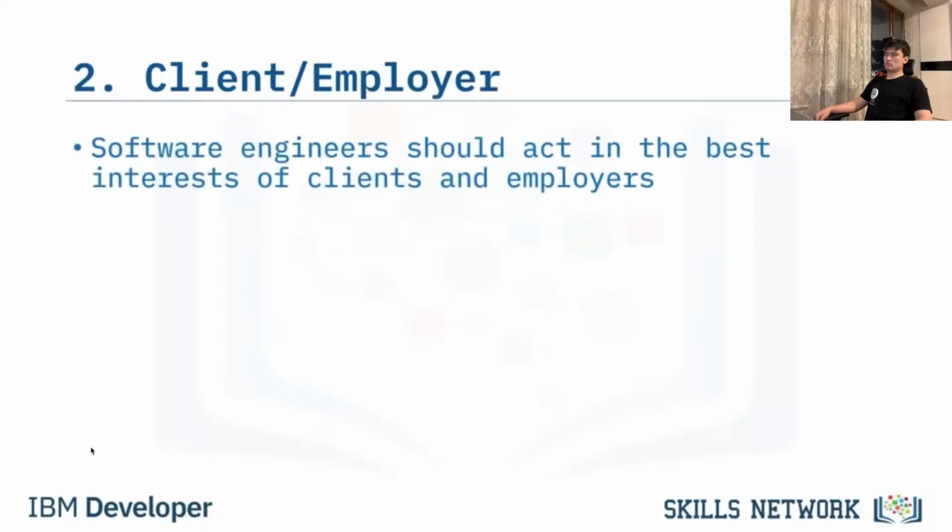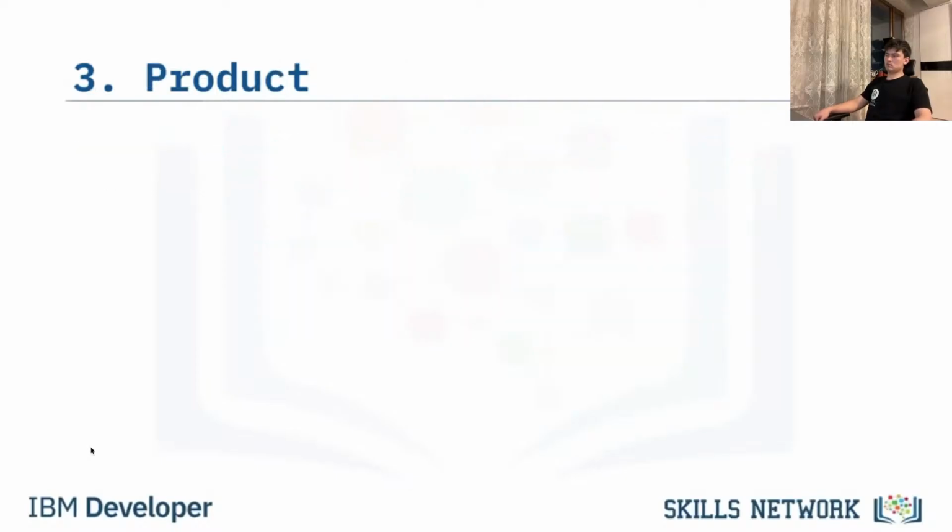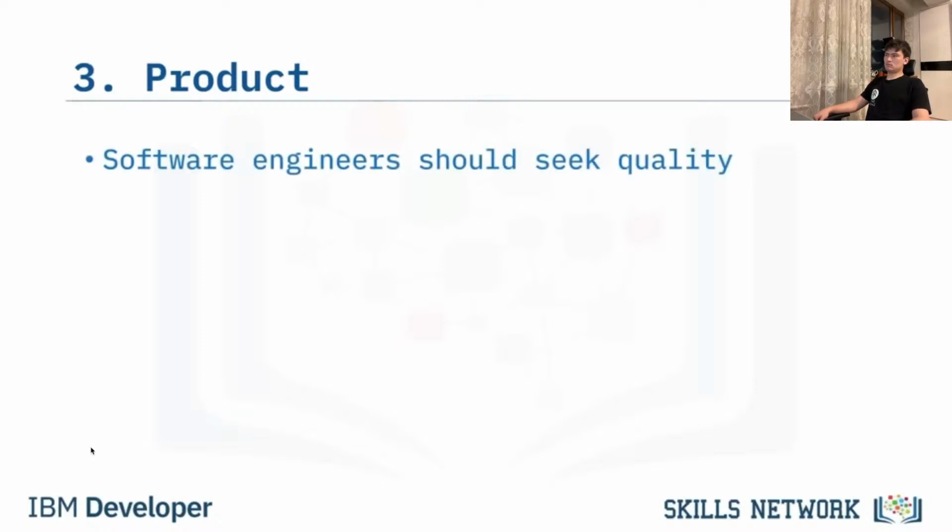Next, software engineers should act in the best interests of both their clients and their employers. They should act honestly and be forthright when it comes to unethical actions, such as plagiarism or illegal activities. They should seek consent where necessary and appropriate, and honor confidentiality. The third principle relates to the product under production. Software engineers should seek quality while keeping in mind cost and timelines.